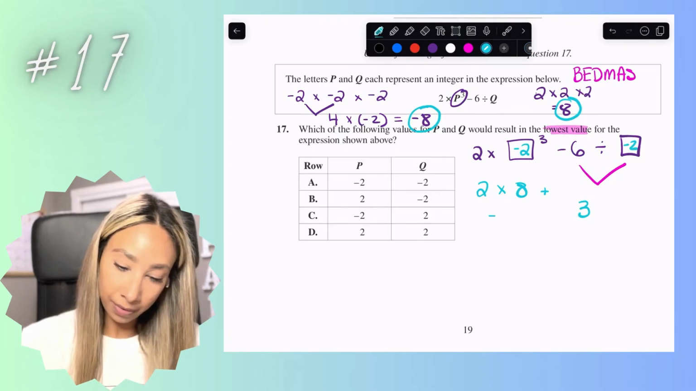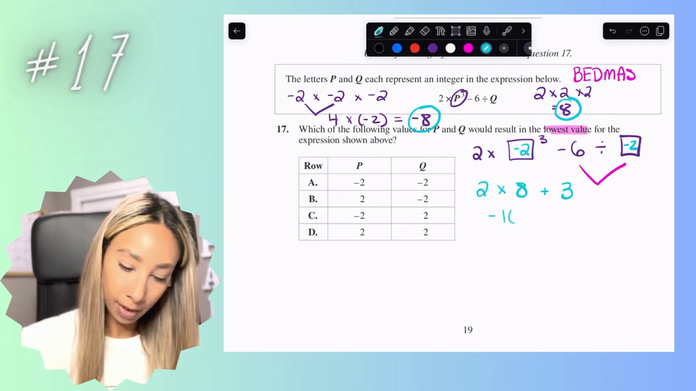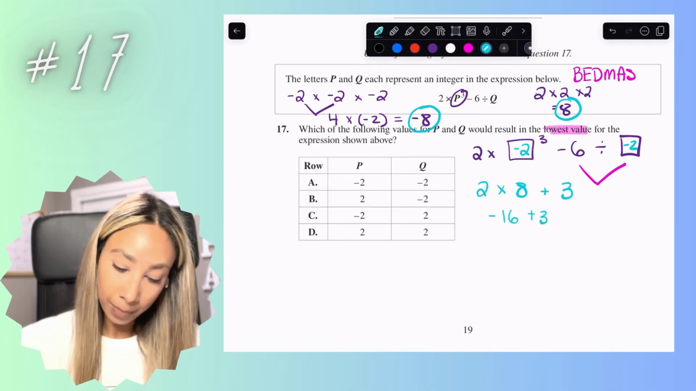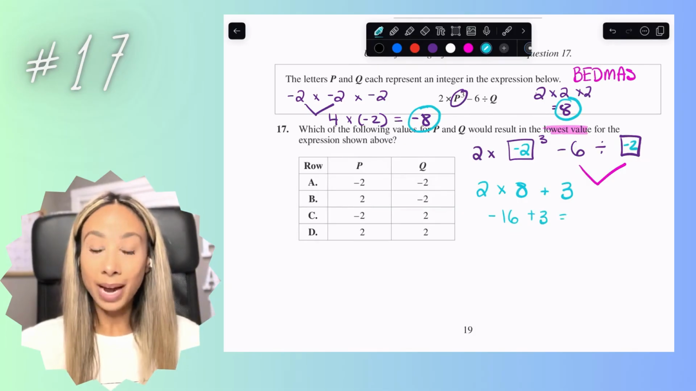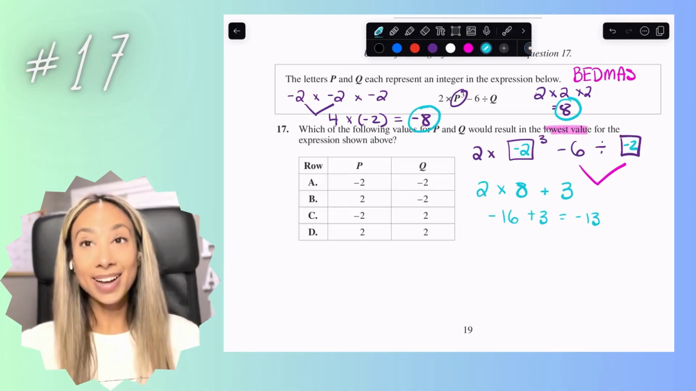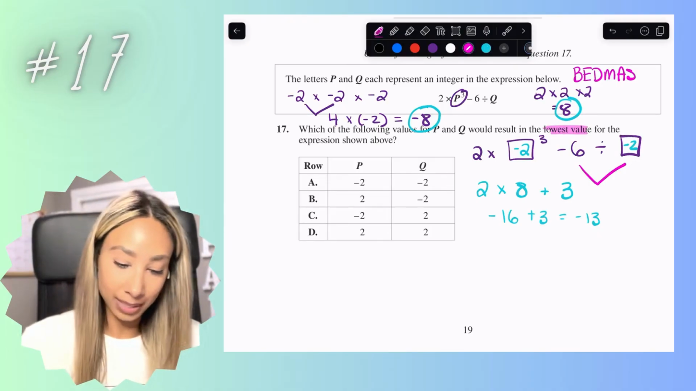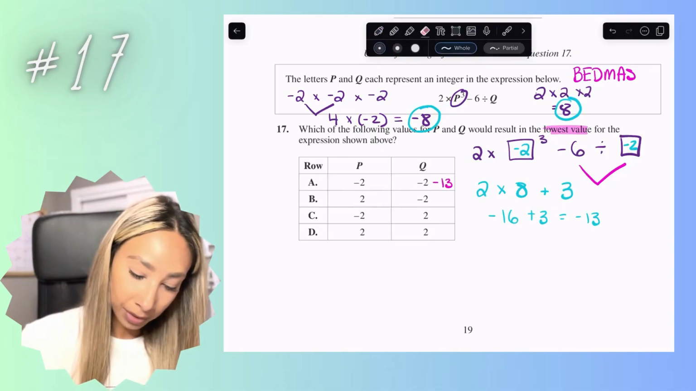That's going to be negative 16 plus 3. Well, that's going to give me an answer of negative 13 because I have more negative things. I have 16 negative things and I'm adding positive 3 to that. So that answer is going to be negative 13.